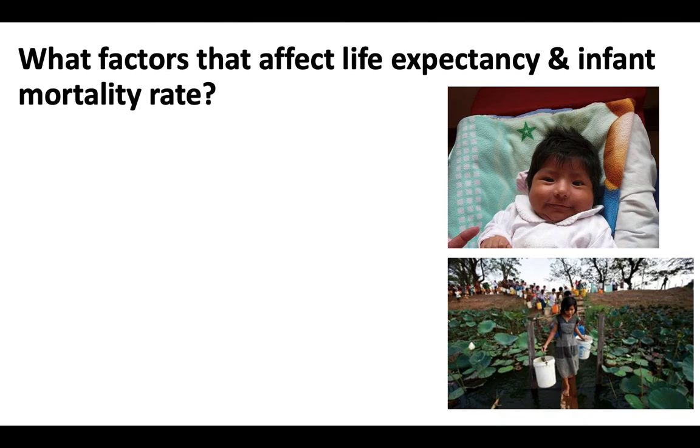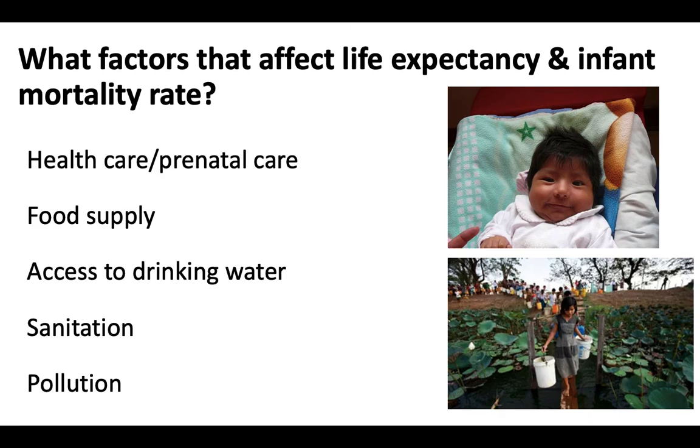There are a variety of factors that affect the life expectancy and mortality rate of infants. These are all things we've talked about before, all things you could probably guess, including health care or child care, prenatal care, access to education and kindergarten, the amount of food that's available, how readily accessible clean drinking water is, what the sanitation is like in the community, what the pollution is like in this community. All of these things are going to impact the ability of a baby to survive.